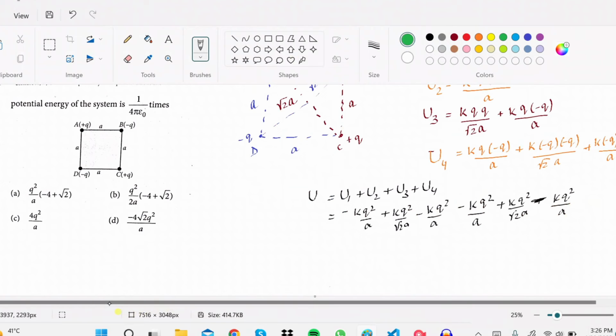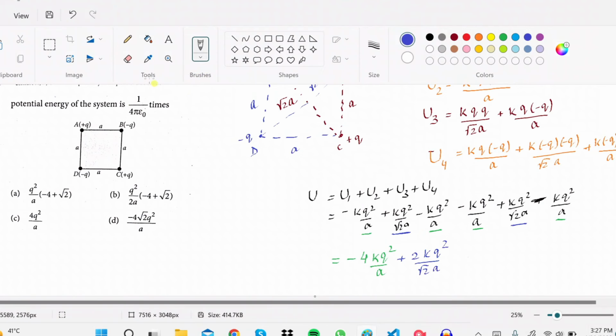Next, let's cancel whatever is getting cancelled. Okay, nothing is getting cancelled. Look at all these green ones, all of them have everything the same. So minus KQ square by a, I can call it an apple. One apple plus one apple plus one apple plus one apple. How many apples? 4 apples, KQ square by a. Look at this one and this one, they are the same. So 2 times KQ square by root 2 a.